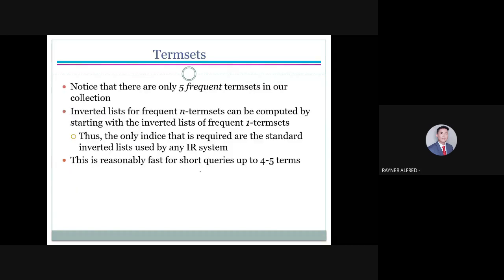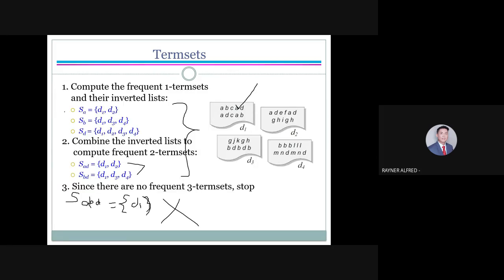Like I mentioned just now, we have 5 frequent term sets. The inverted list for frequent n term sets can be computed by starting with the inverted lists of the frequent one term sets. Meaning we always start from 1 and then we continue to 2 and then 3. If there are no more frequent term sets, then we stop.